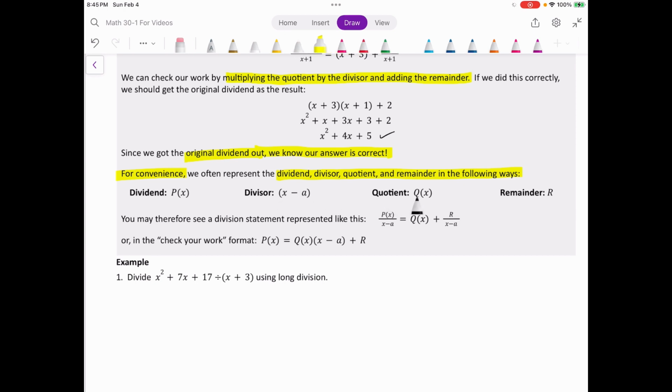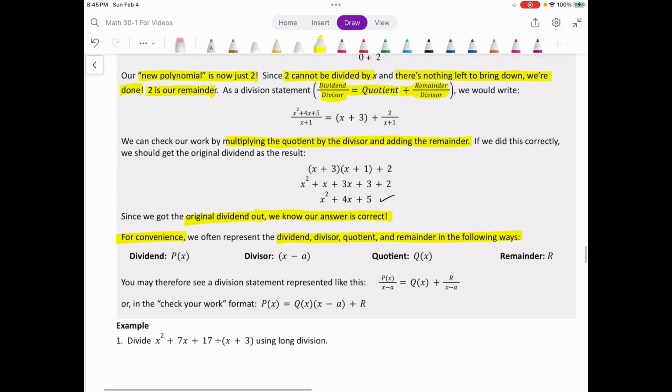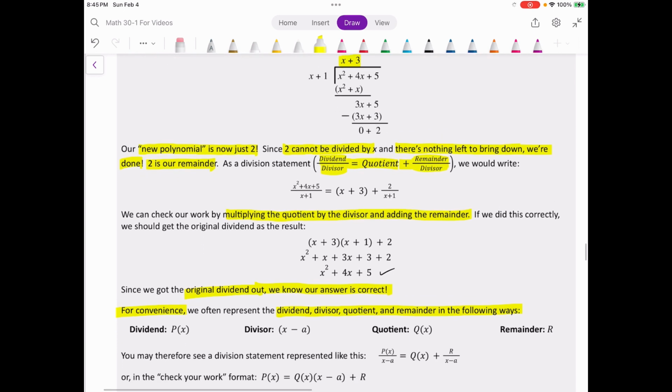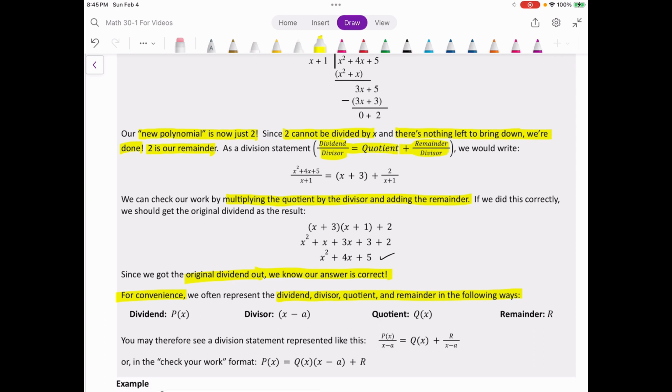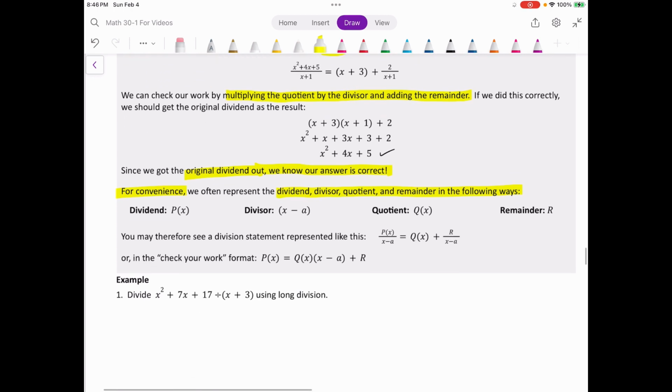The quotient is also a polynomial. It's also a function of x. Since it's a quotient, we call it q of x. And the remainder, very creative, we give it the letter r. So you can sometimes see a division statement represented like this, right? Rather than writing out all of those long, the dividend over the divisor equals the quotient plus the remainder over the divisor, right? Obviously that gets a little bit annoying to write. So we sometimes just say p of x over some binomial can equal q of x, the quotient, plus the remainder over our divisor. How much of the divisor didn't fit, okay?